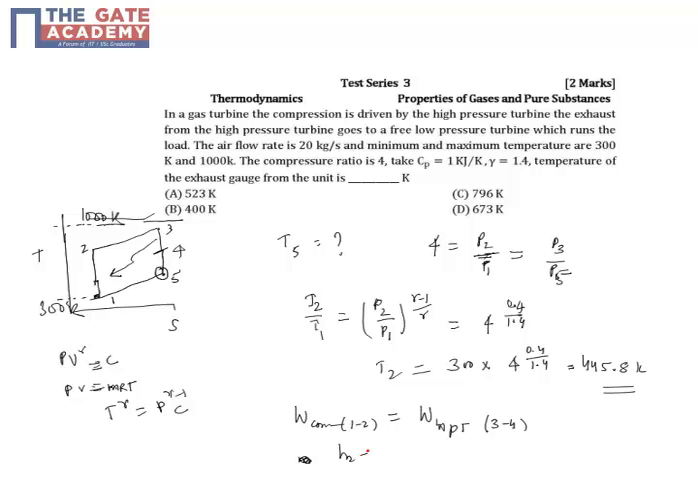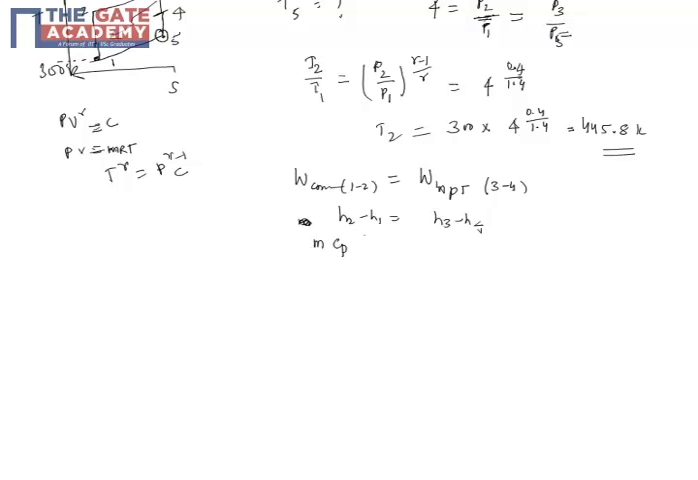So H2 minus H1 will be equal to H3 minus H4, the decrease in the enthalpy in the turbine. H2 minus H1 is m Cp (T2 minus T1). Though Cp will change with the temperature, here we are dealing with the ideal system, so Cp doesn't change. We assume that Cp doesn't change. So T2 minus T1 is equal to T3 minus T4.